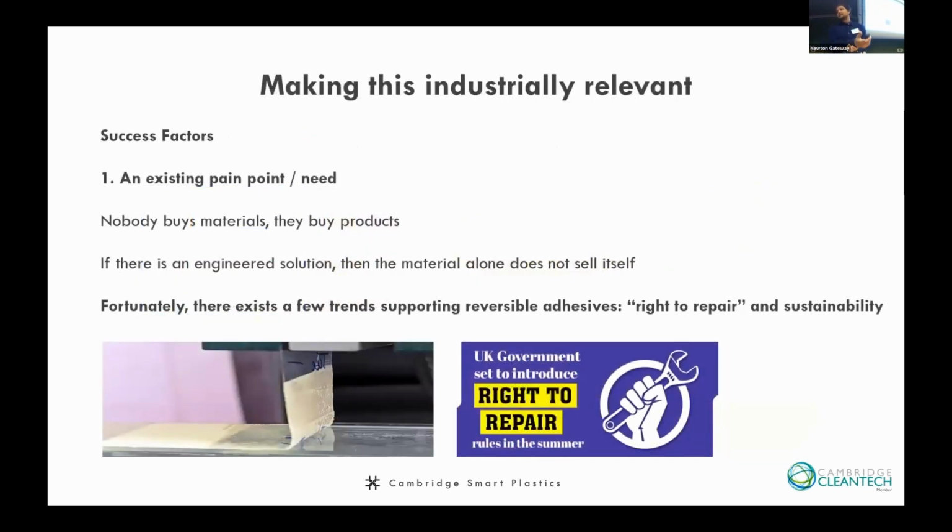What do I think the success factors are? We're not yet successful, but what did I learn so far? I'd say pushing the material itself is pointless, no matter how cool it is. Nobody buys the material. They want a widget, they want a product, and that product must be made of something. And if you're better, then sure, you'll enter the market, but you first need to have the widget.